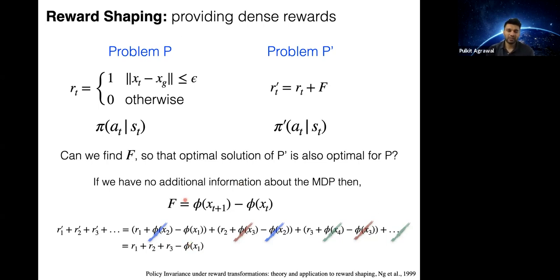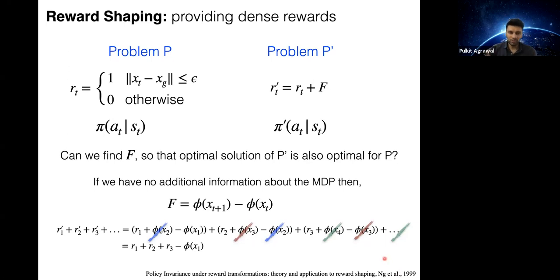So if we use a shaping of the following form, as you can see on the slide, then the policy that we find with the shaped reward is also the optimal policy for the problem without shaping. And this result was presented in a 1999 paper. This provides some theoretical guidance on how to shape the reward function.